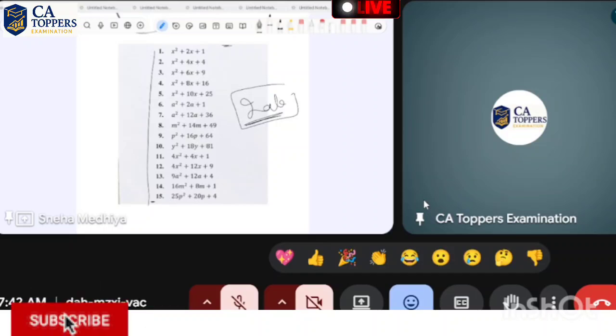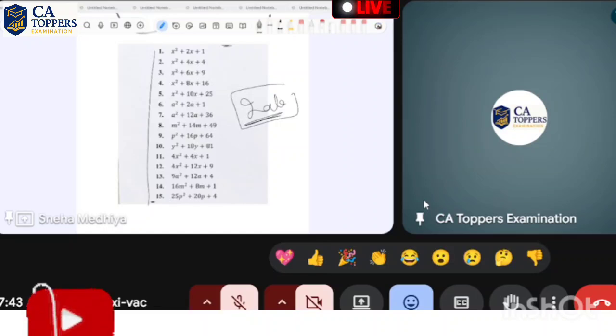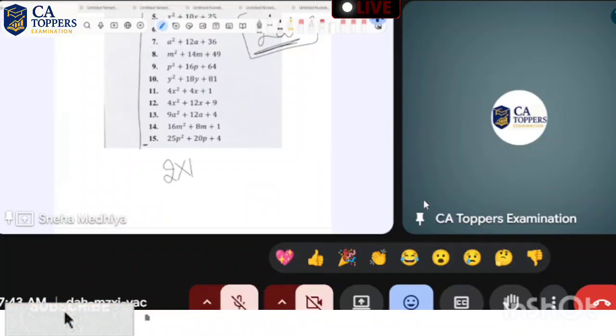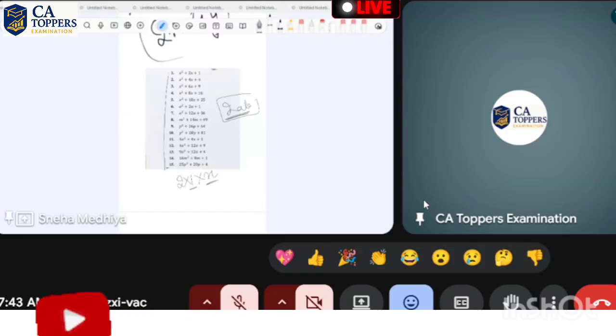Ma'am, when we solve the problem in the identity of a plus b whole square, we want to write 2ab in the middle point of the answer? Yes, we'll write it like this, that what is A and what is B. No, ma'am. In that first answer, x square plus 2x plus 1. Right, ma'am? Question is right, yes, ma'am.